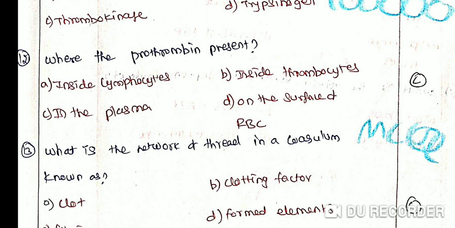Where is prothrombin present? Option A, inside lymphocytes. Option B, inside thrombocytes. Option C, in the plasma. Option D, on the surface of RBCs. The correct answer is option C, in the plasma. Prothrombin is present in the plasma of blood. Prothrombin is the inactive form of thrombin. Thrombin is the enzyme that converts the inactive fibrinogen to fibrin, which is a mesh that covers the wound.